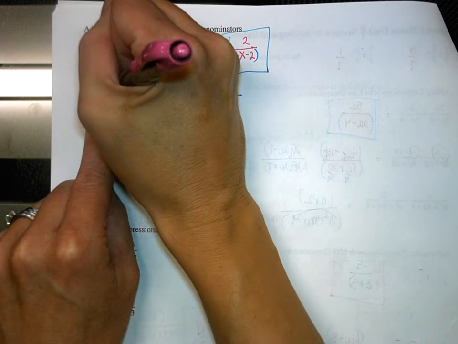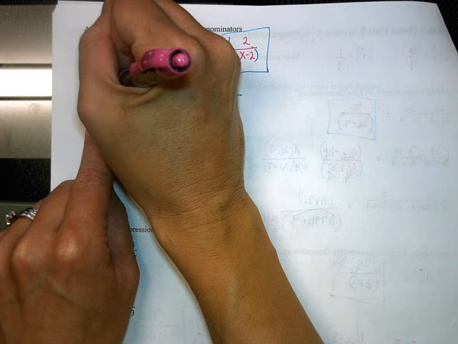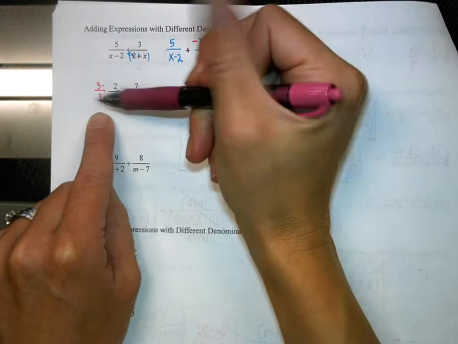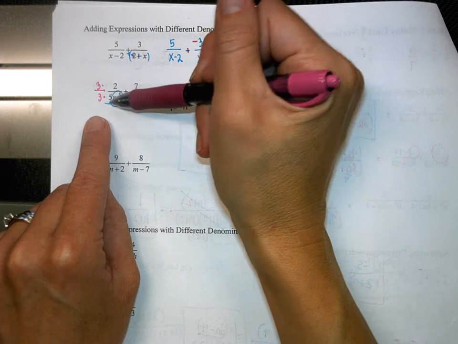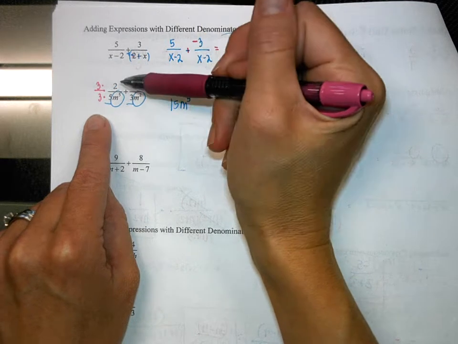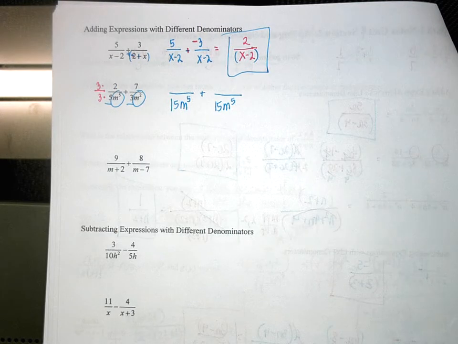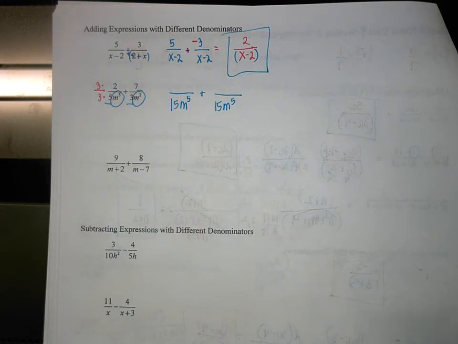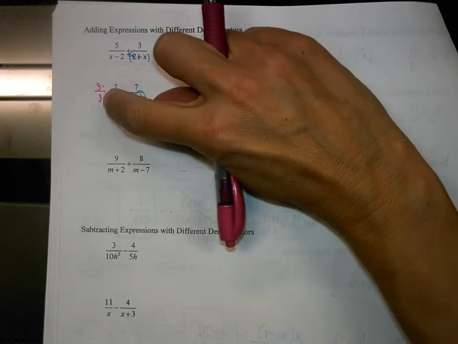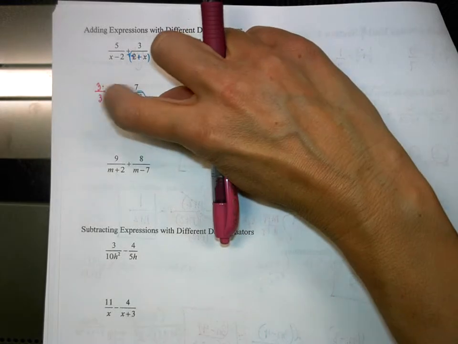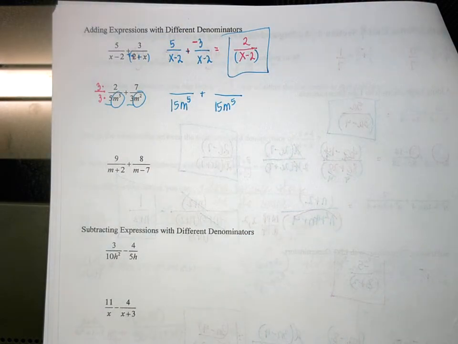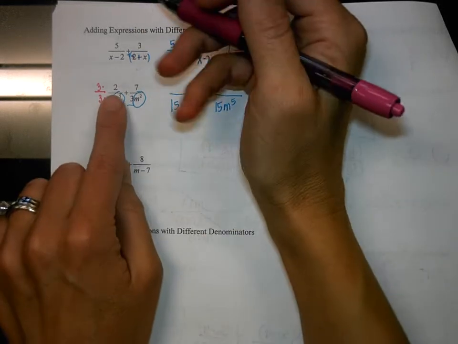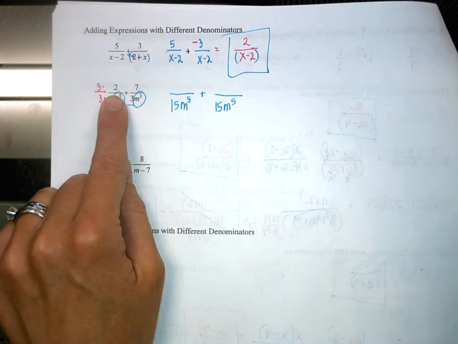But whatever we do to the bottom, we also have to do to the top. Okay? The reason is what is 3 over 3 really? 1. When you're multiplying by 1, you're not really changing anything. So all we're doing is making an equivalent fraction. So whatever we multiply to the bottom, we have to do to the top, because really that means I'm only multiplying by 1. Okay? And so 3 times 2 ends up making 6.